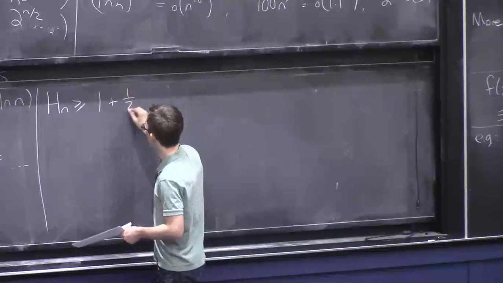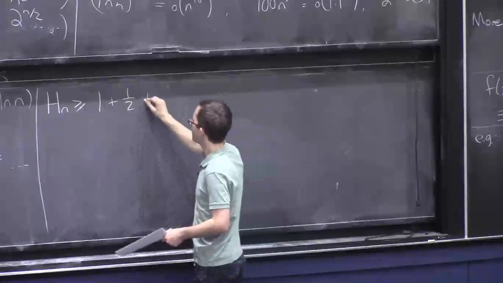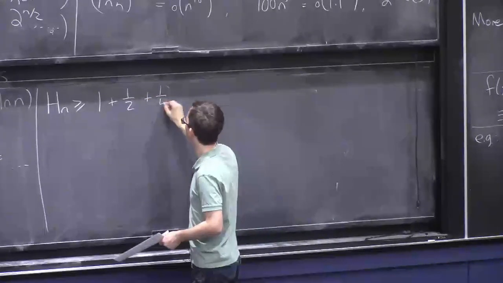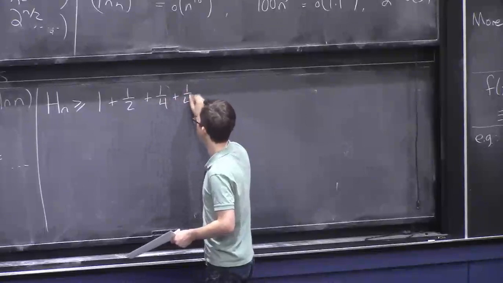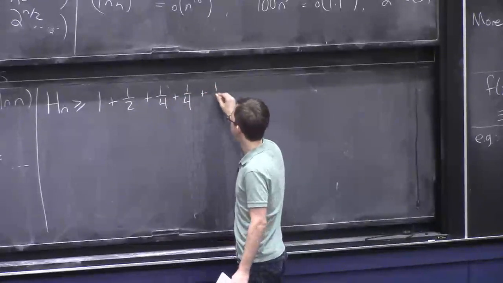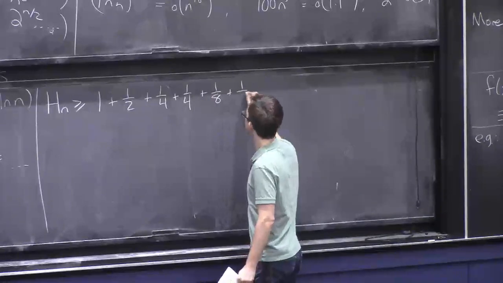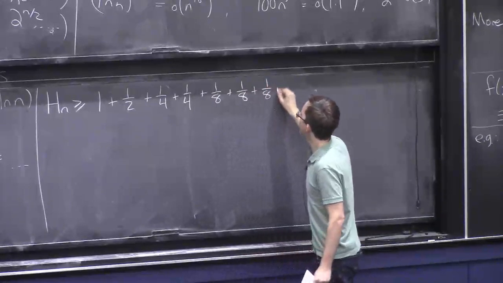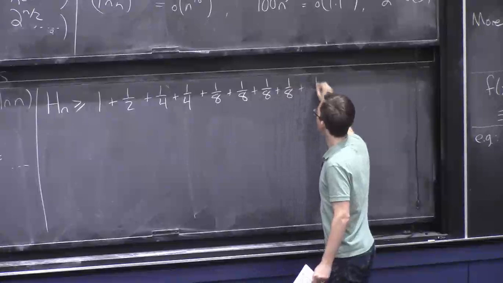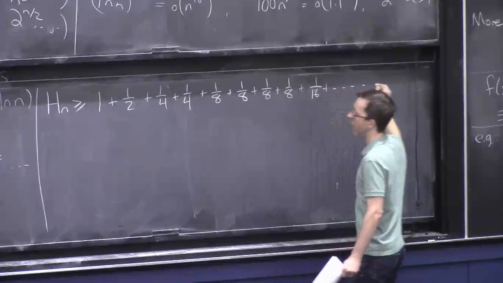So it's suggested we'll actually just leave 1 and 1/2 there, and we'll say 1/3 is at least 1/4. Okay, and 1/4 is also at least 1/4. And then 1/5 is at least 1/8. 1/6 is at least 1/8. 1/7 is at least 1/8. 1/8 is at least 1/8. 1/9 is at least 1/16, and so forth.